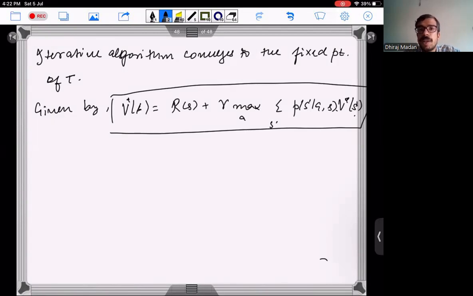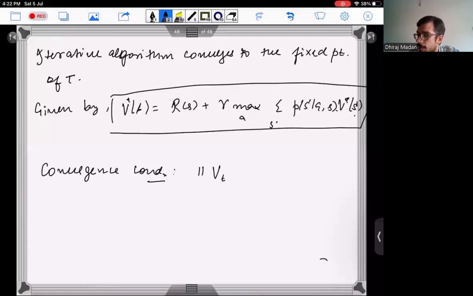One more thing: in both this and the iterative algorithm for policy evaluation, I always write repeat until convergence. But what is the convergence condition? How do we determine that? One way to look at it is the difference between the previous iterate and the current iterate. If the infinity norm of V t plus 1 minus V t, which is the supremum over S of the absolute difference between V t plus 1 of S and V t of S, is less than some threshold delta, then you can consider that it has already converged.